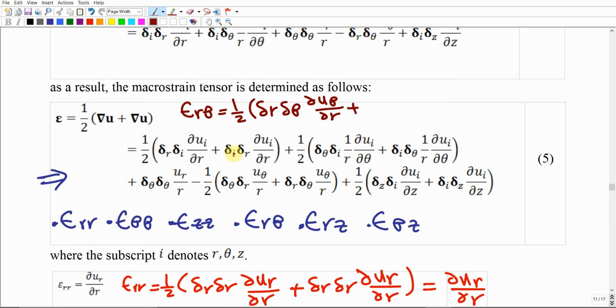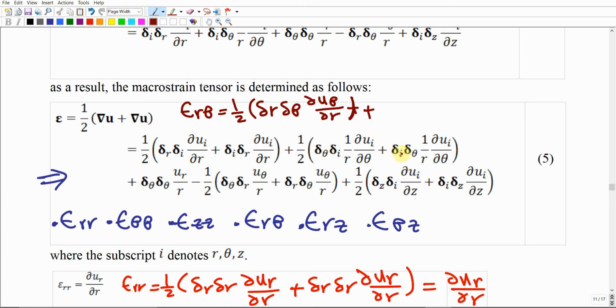I mean, I need the r, it should be the first one. So this term will be excluded, will be 0 with respect to the epsilon r theta. It means that this term will be cancelled, plus the second term, I need r first, delta r first. There is no delta r first. Here we can have delta r first, right?